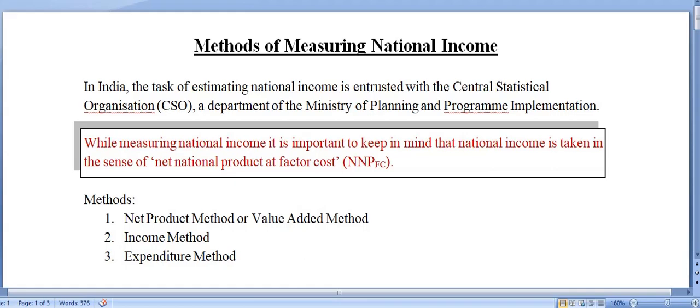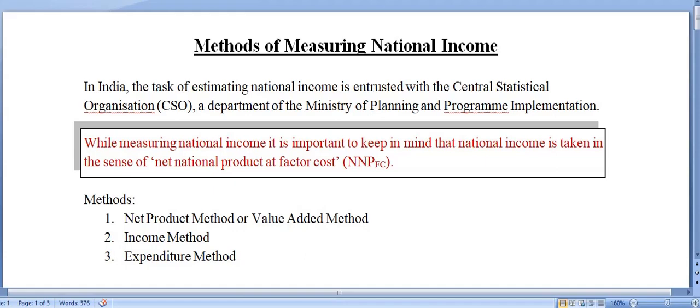Okay, children, now we are in chapter number 20, that is called Methods of Measuring National Income. So far, we have understood various aggregates, that is GDP, NDP, NNP, GNP. In the previous videos, we have discussed the definition of national income, the circular flow of income, and the relationship of different agents: what is the two sector model, three sector model, four sector model, open economy, closed economy.